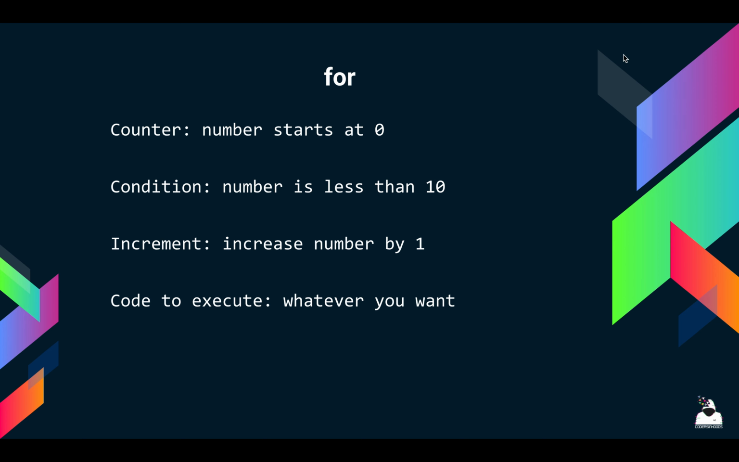Then we have a condition, and this is determining if we should keep running the loop. So the condition in this example, the number is less than 10. So our for loop is going to run until that condition is false. After every time we run our code, we then have an increment section, and that is going to, again in this example, increase the number by 1.